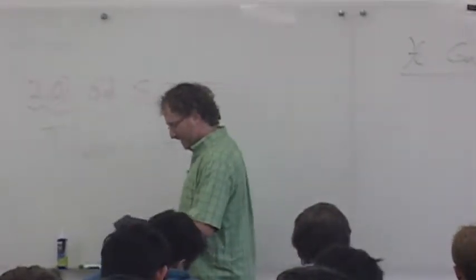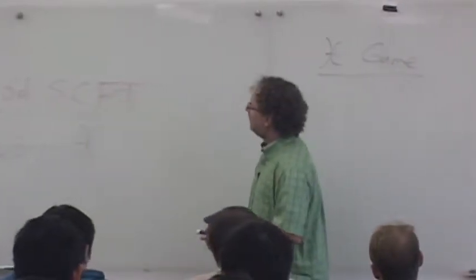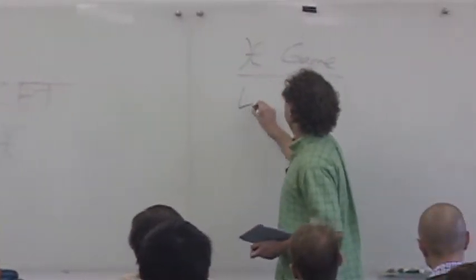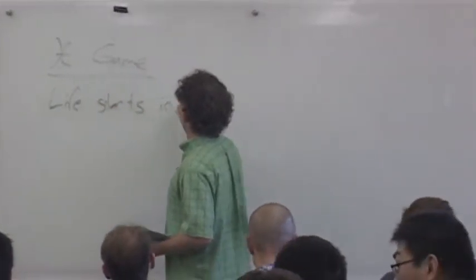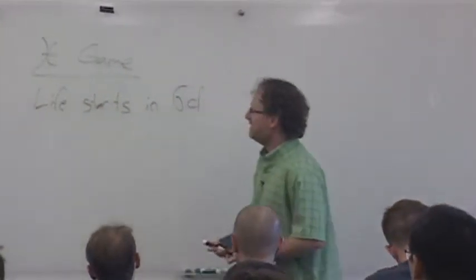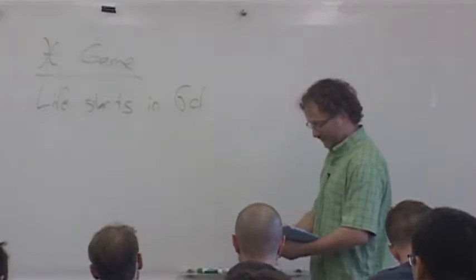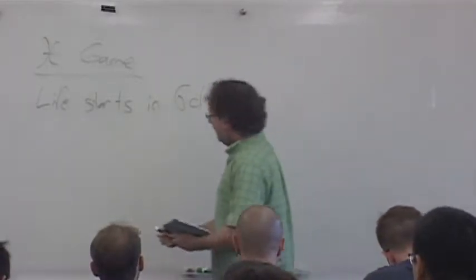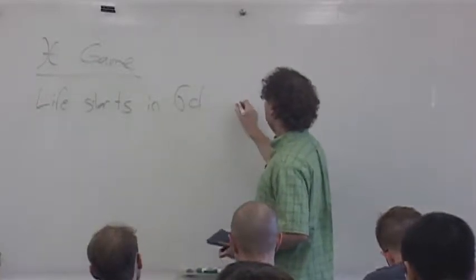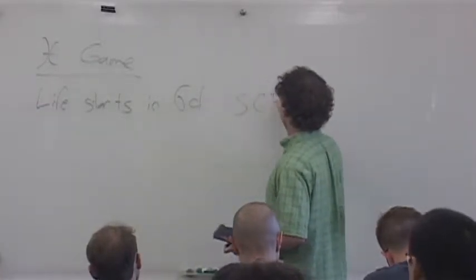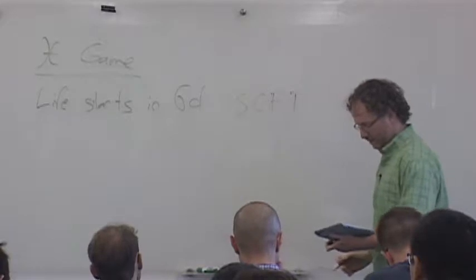But the idea of the game is that we're going to start life in 6 dimensions. And we're going to go down from dimension 6 down and down until we get to something we understand. So how does X start life? It starts life as a 6-dimensional superconformal quantum field theory, which I don't know what it is, so we'll leave it at this.